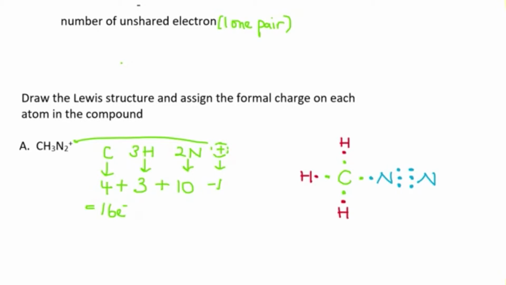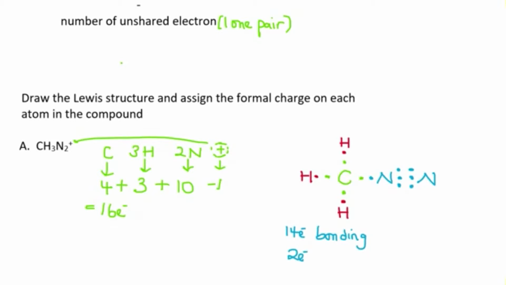So for the total electrons involved in bonding, we consider 1, 2, 3, 4, 5, 6, 7, 8, 9, 10, 11, 12, 13, 14. So we have 14 electrons contributing to bonding, and since we have 16 valence electrons in total, the remaining electrons is 2.